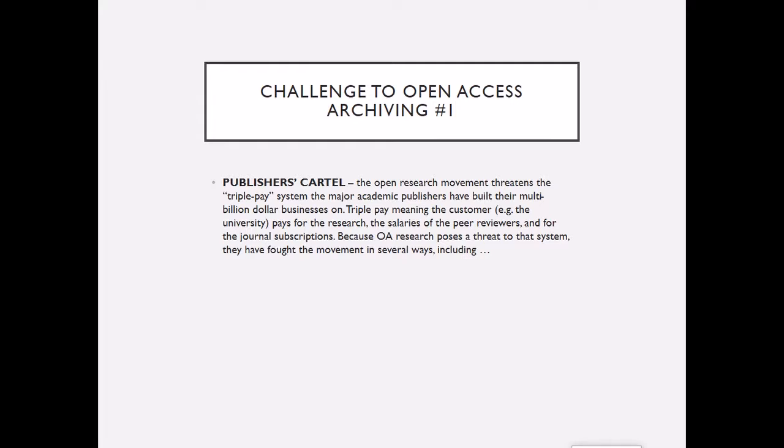So then I wanted to mention a few of the challenges. Now, the most important one, or the most prominent one, is what I refer to as the publishers' cartel, which, you all probably know about this, is a triple pay system where the institution, American University, pays for the content, we pay for the creation of the content, we pay for the peer reviewers, the salaries of the peer reviewers, which is among you, and then we also pay for the subscriptions themselves.